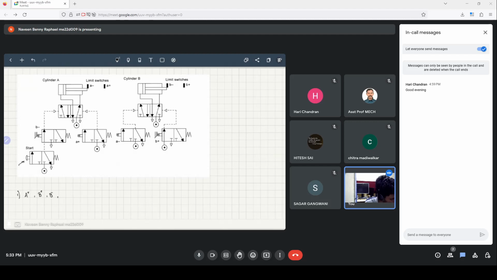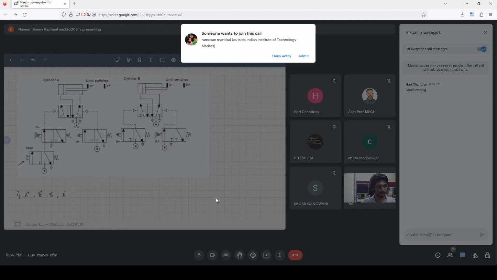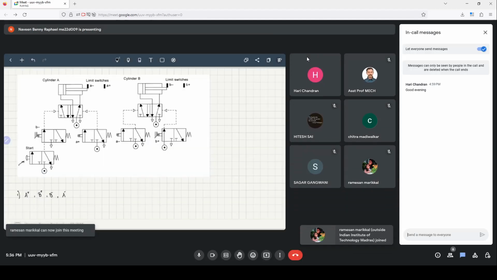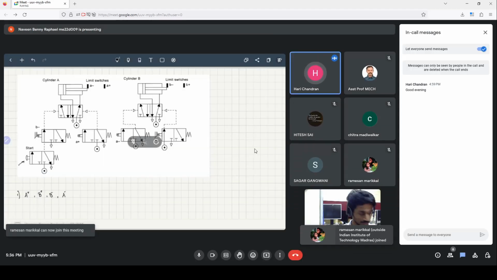I hope the diagram is visible and I don't have to nudge. Yeah, okay, visible, fine. No, can you repeat that question?